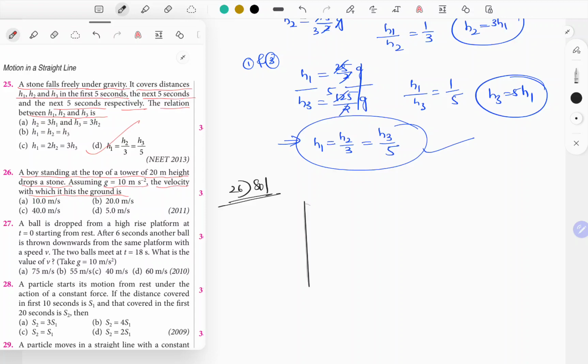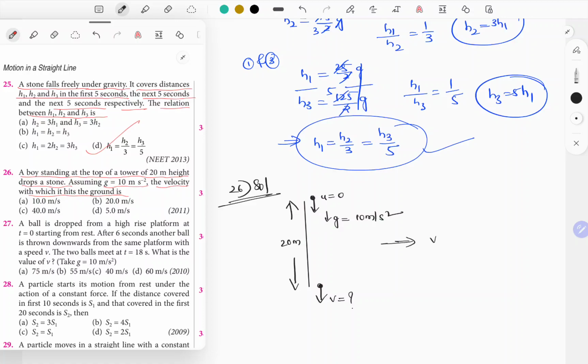Height of the tower is 20 meter. A stone is dropped. The meaning of stone is dropped is initial velocity is equal to 0. Acceleration due to gravity is 10 meter per second square. They are asking final velocity with which it is going to hit the ground. So what is the initial velocity? 0. Final velocity we need. Acceleration due to gravity, we know that. The height of the tower is also given.